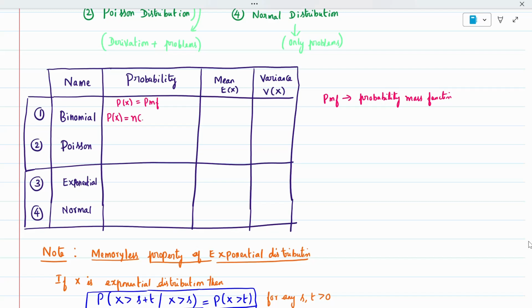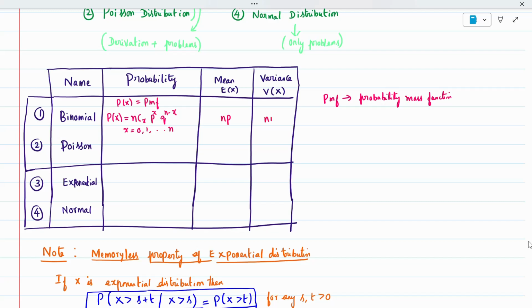For the binomial distribution, P of x is nCx p to the power x, q to the power n minus x. Here C is combination; nCx is available in the calculator. X is nothing but 0, 1, 2, and so on till n. This is the probability mass function for a binomial distribution. The mean for binomial distribution is np.